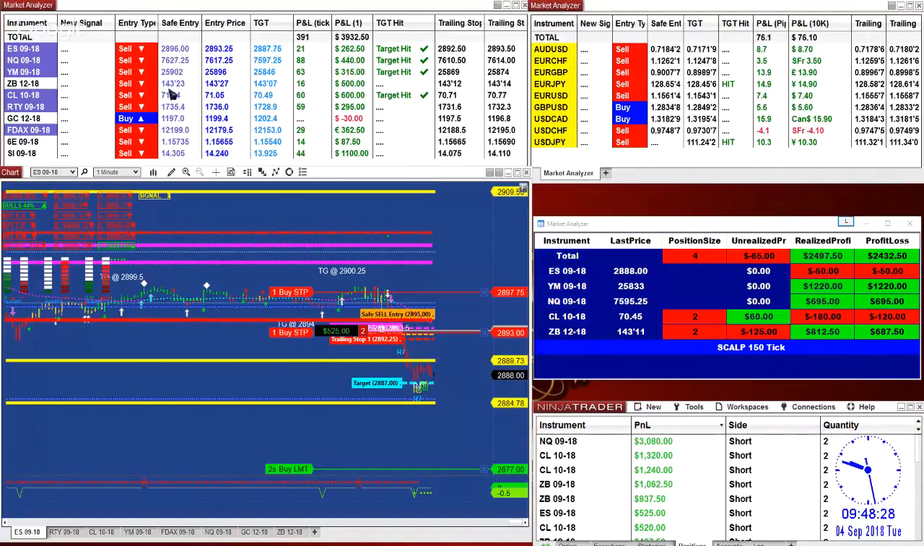You are very welcome to copy those numbers. As an example, we have an entry on the ES at 2893.25, target 2887.75. On the pullback re-entry is 2896. It's all done automatically. You don't have to do anything.